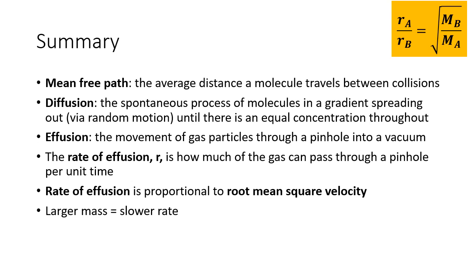Anyway, to summarize, mean free path is the average distance a molecule travels between collisions. Diffusion is the spontaneous process of molecules in a gradient spreading out via random motion until they're in equal concentration throughout. Effusion is the movement of gas particles through a pinhole into a vacuum. The rate of effusion, R, is how much the gas can pass through the pinhole per unit time. Rate of effusion is proportional to root mean square velocity, and larger mass equals slower rate, because we get this ratio of rate A over rate B equal to the square root of the molar mass of B over the molar mass of A.